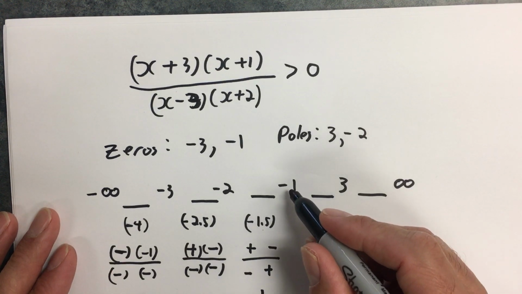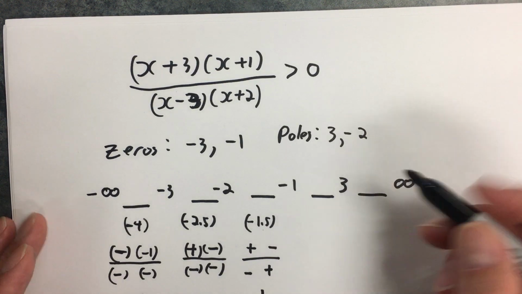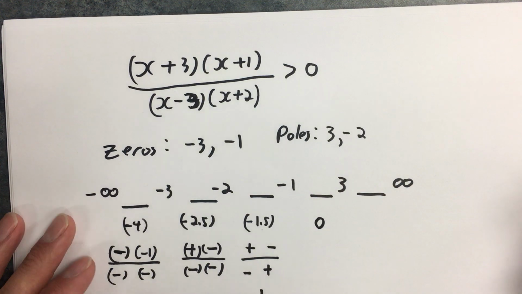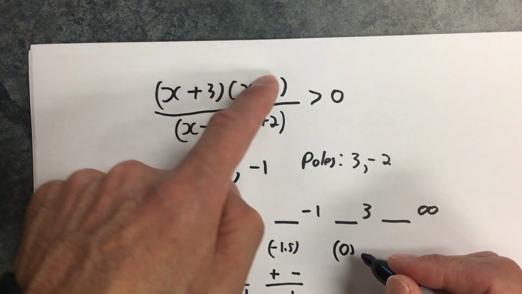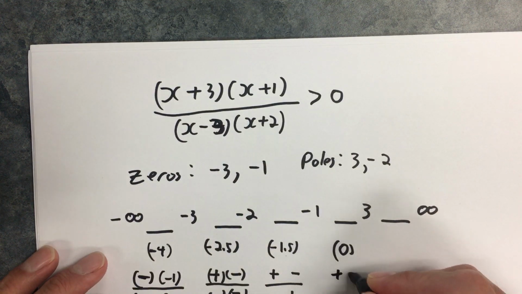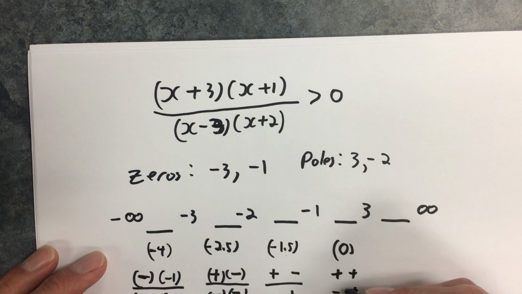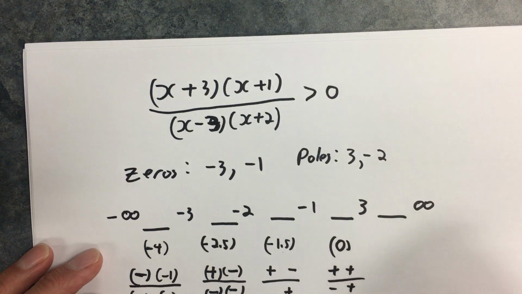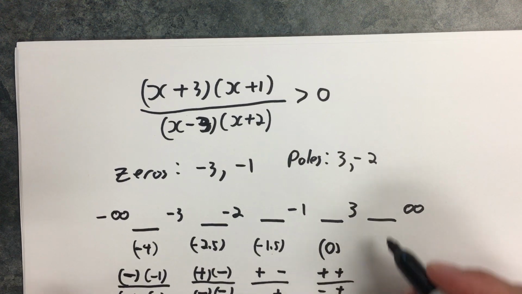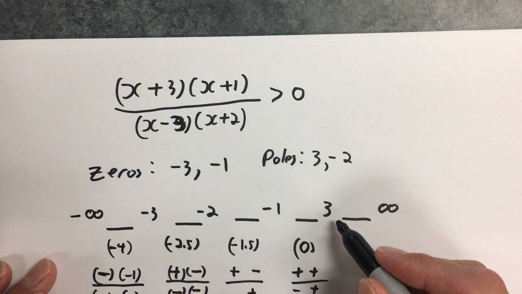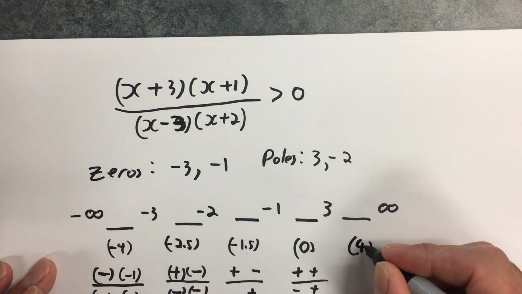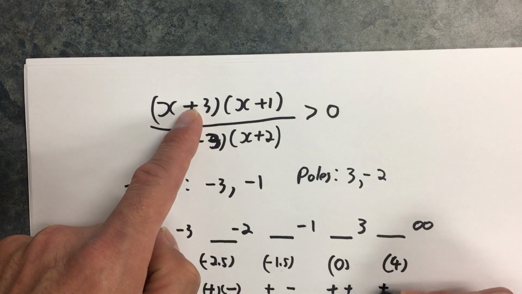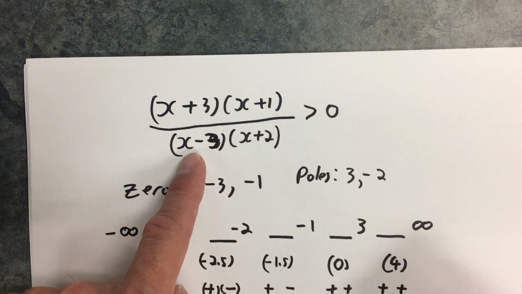Now let's look at the interval from minus 1 to 3. I'll put in the number 0. It's the easiest one to deal with in that interval. And if we put in a 0 for x, we've got positive, positive, negative, positive, making this whole thing a negative. And finally, as we go from 3 to infinity, so let's put in the number positive 4, we get a positive, positive, positive, positive. The whole thing is positive.